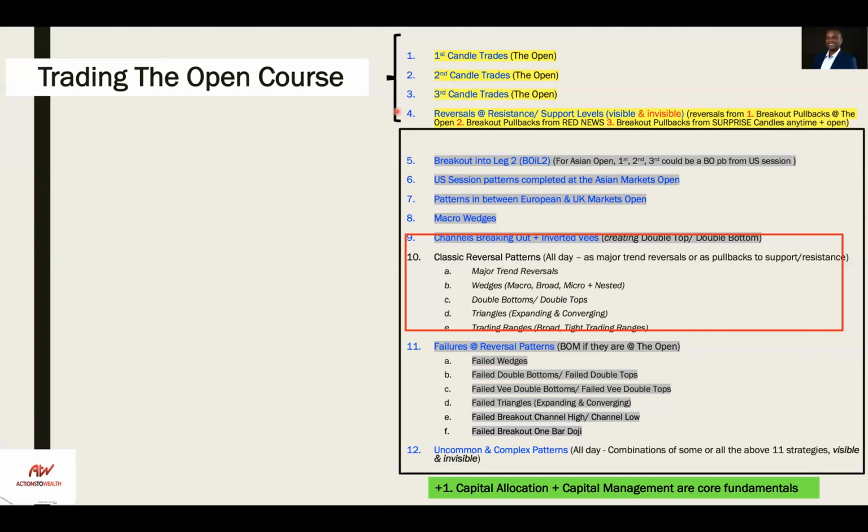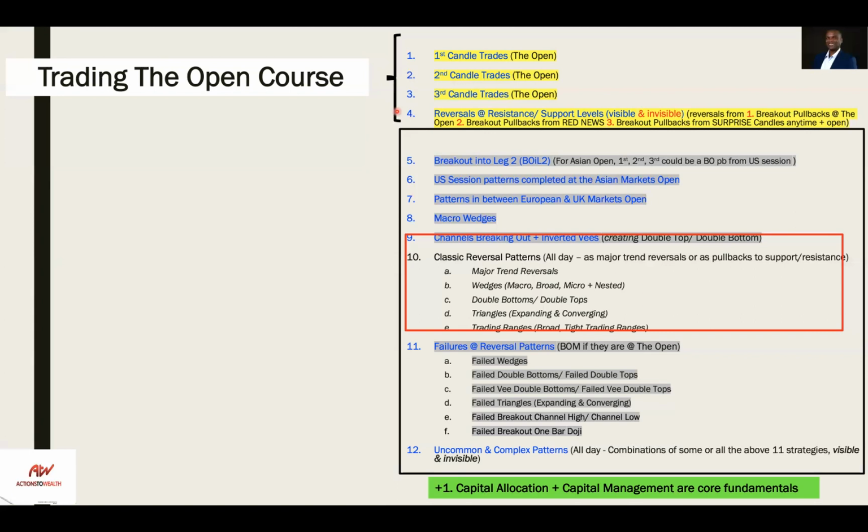Or trading red news. I actively trade red news, but I trade red news after the announcement. I'm into the market straight after the announcement, and I'm looking for ways to get in. And the way I'm looking for trading red news is not first candle, second candle, or third candle, but breakout pullbacks from red news.